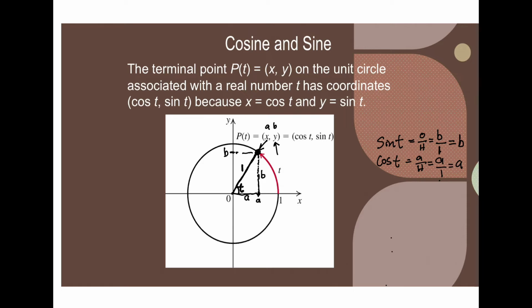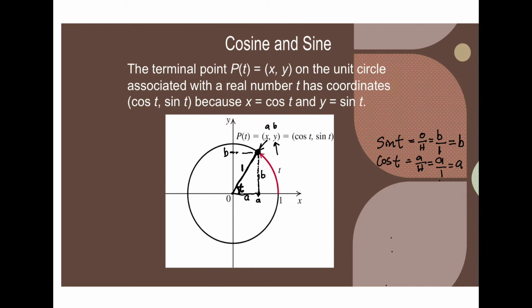So just connections to be made here, right? Cosine of t, cosine of the angle that's created here, is the actual x-coordinate of the point that's on the unit circle, and sine of t, sine of the angle that's created there, tells us the y-coordinate value of the point that's on the unit circle at angle t.